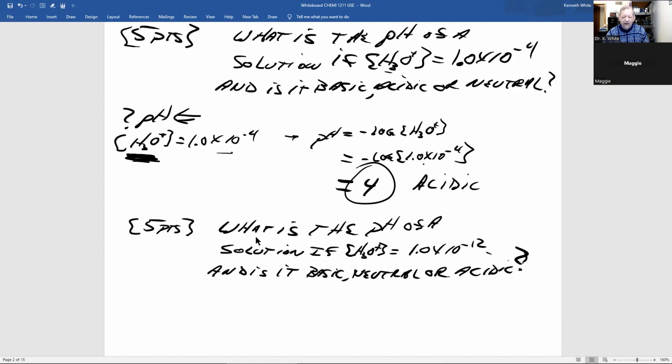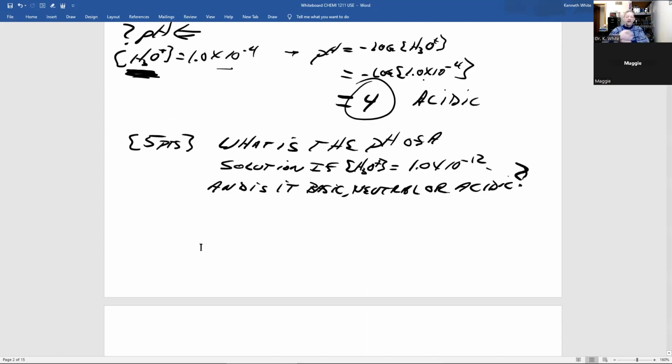Let's do better. All right, let's do another one. I'll let you try doing this first. What is the pH of a solution if the hydronium ion concentration, H3O+, is 1.0 times 10 to the minus 12, and is it acidic, basic, or neutral? We'll do it stepwise. First of all, your turn. What are we being asked to find? What are we given?